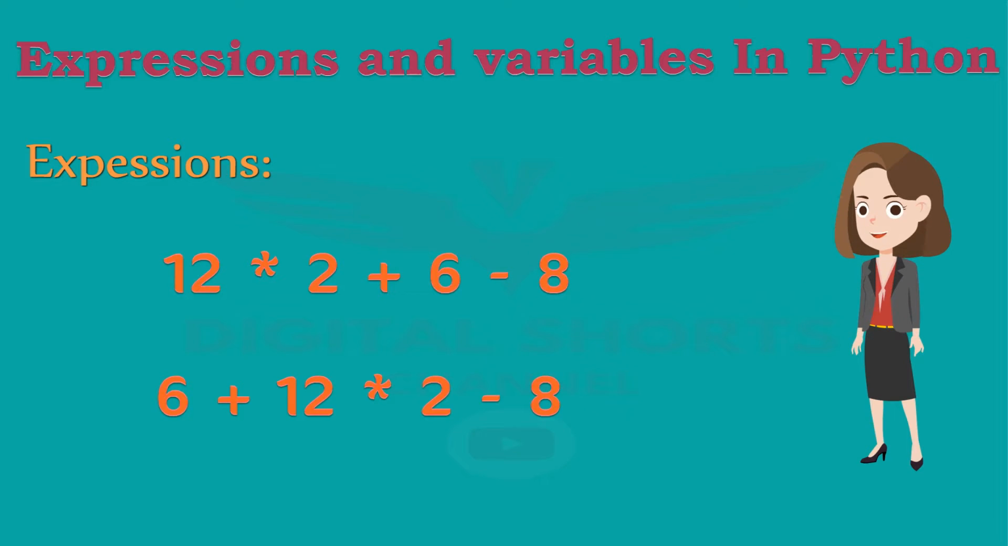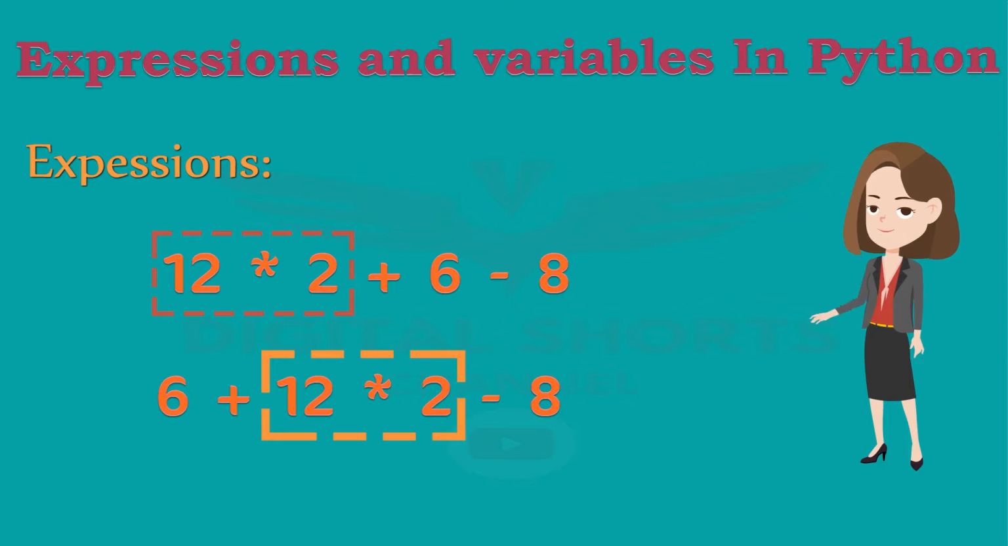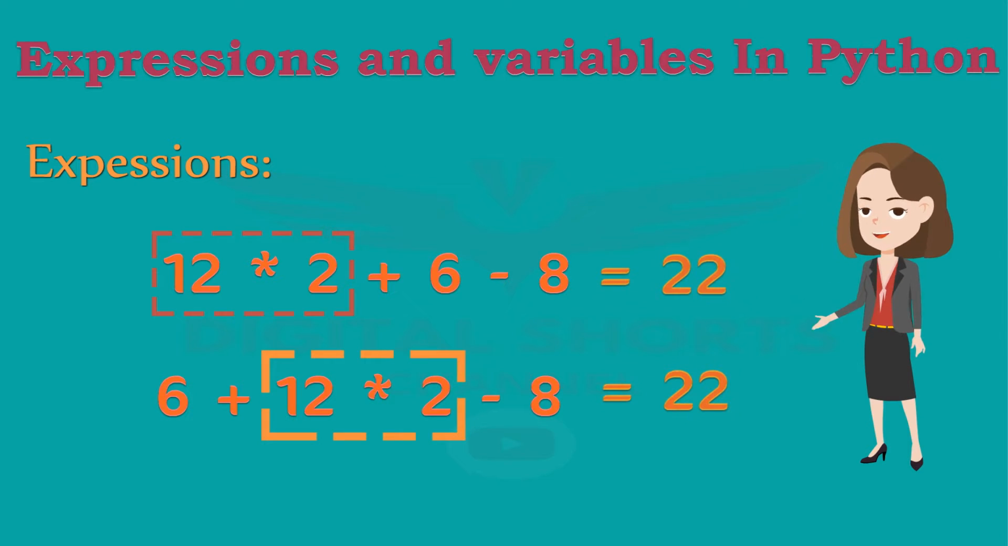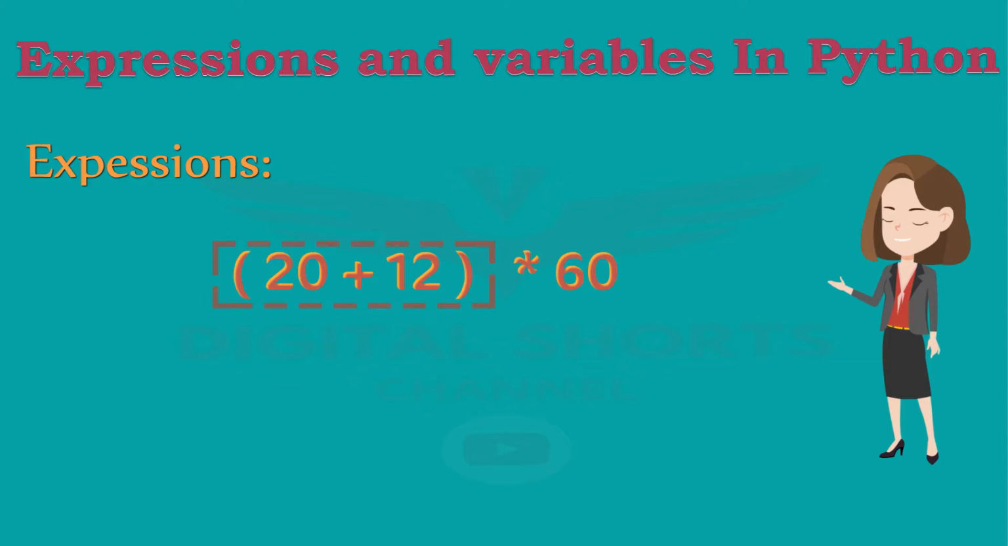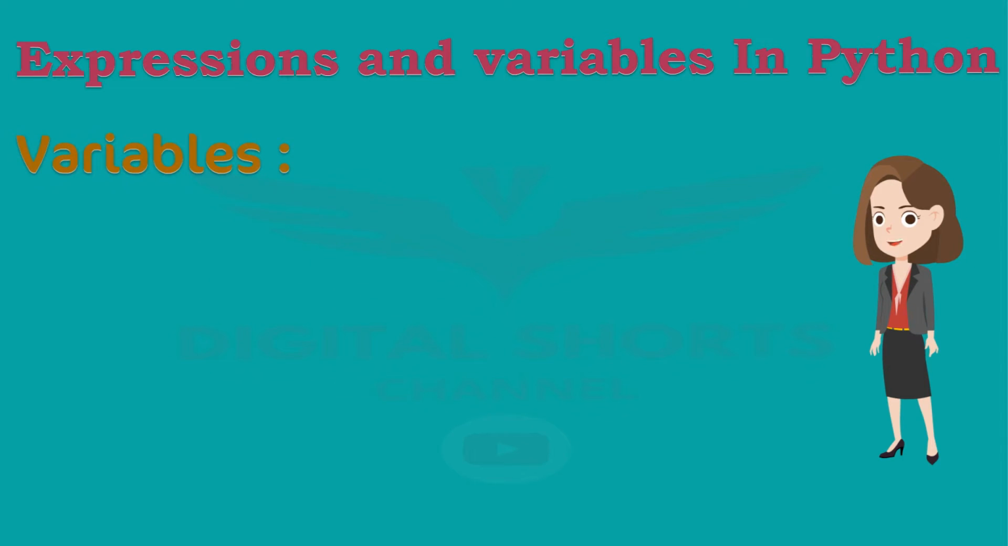Python follows mathematical conventions when performing mathematical expressions. The following operations are in a different order. In both cases, Python performs multiplication, then addition to obtain the final result. There are a lot more operations you can do with Python. The expressions in the parentheses are performed first. We then multiply the result by 60. The result is 1,920. Now let's look at variables.